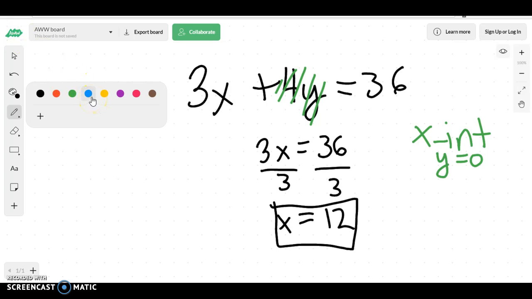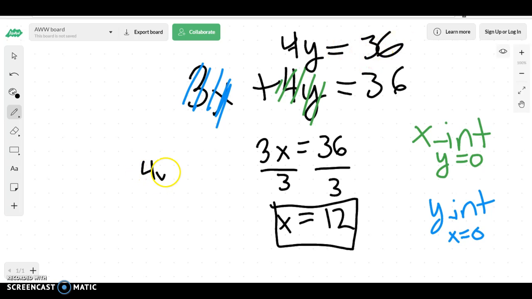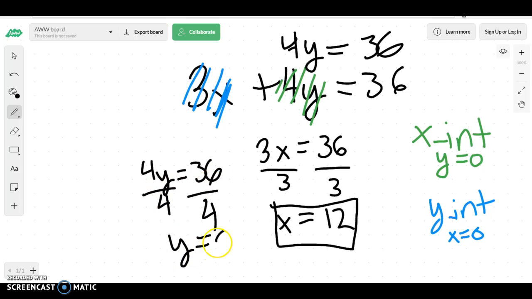What a Y-intercept would mean is that x is equal to 0. So I'd cover this up. We would end up getting that 4y is equal to 36. Again, to get y by itself, I'd divide by 4, and I'd get y is equal to 9. And that would be my answer.